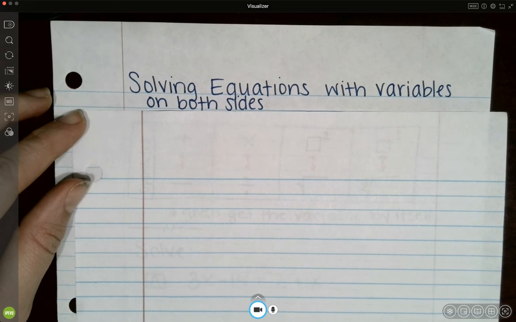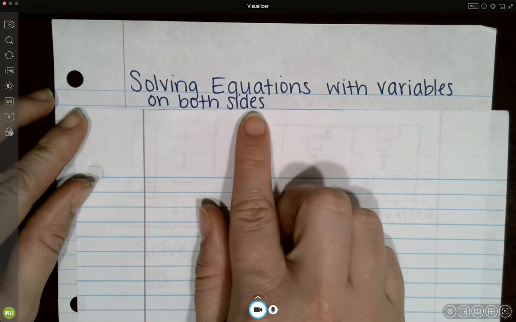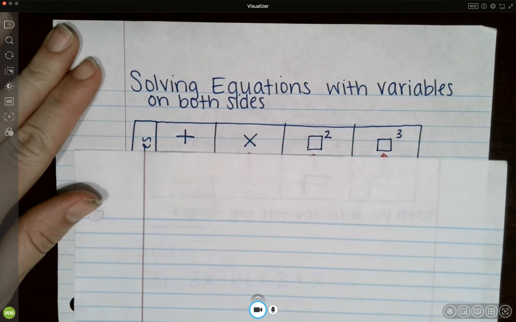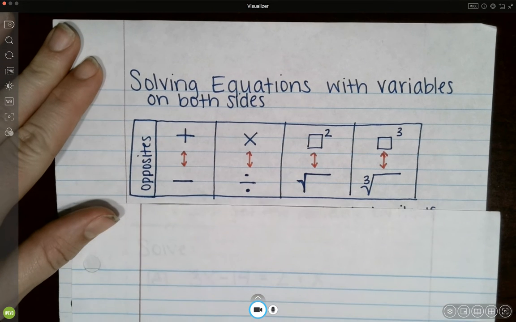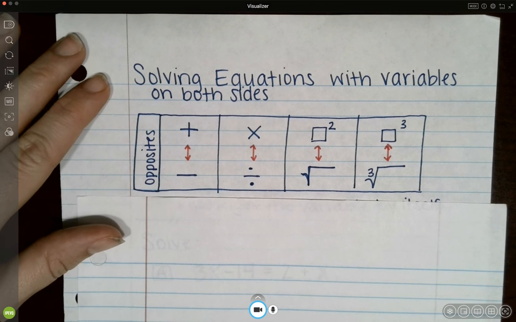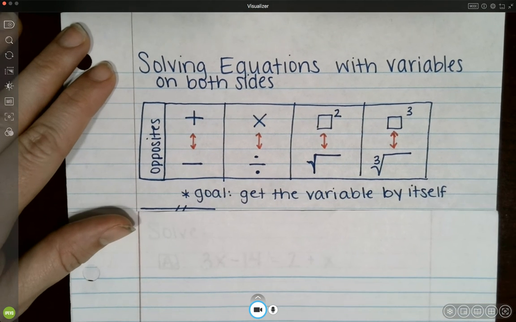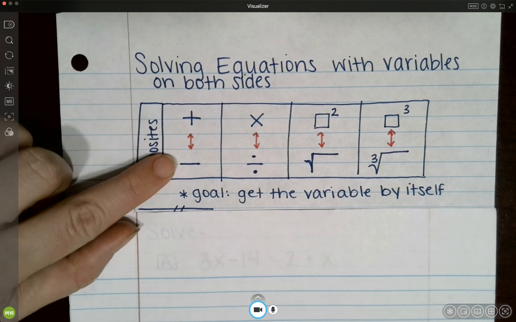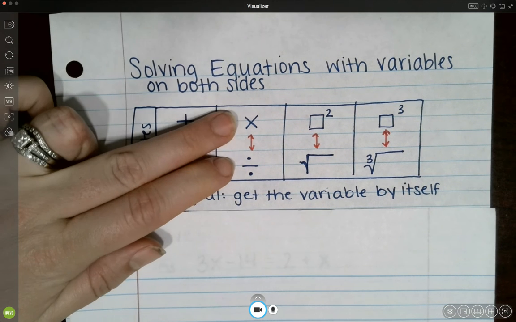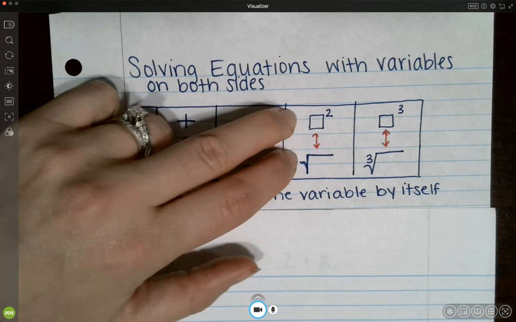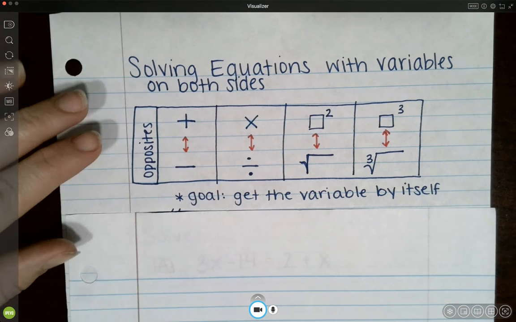So in this video, we're going to specifically look at solving equations with variable on both sides. The first thing that we need to remember with solving equations is that we have to understand our opposites, all right? Because it's going to be all about canceling and getting the variable by itself. So we need to remember that plus and minus are opposites, multiplication and division are opposites, square and square root are opposites, and cubed and cube root are opposites.